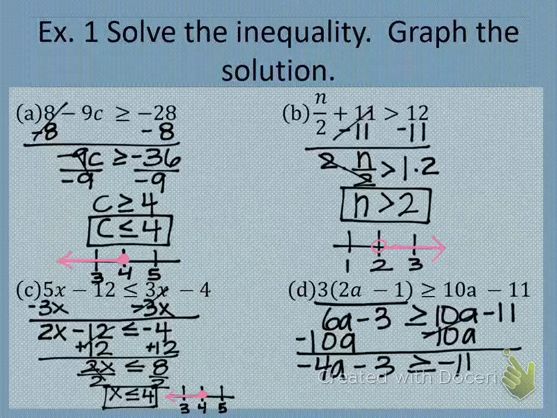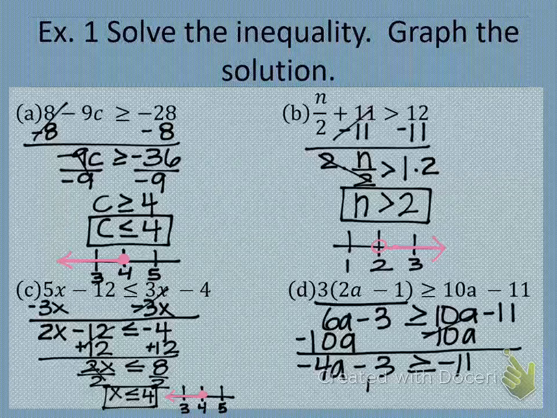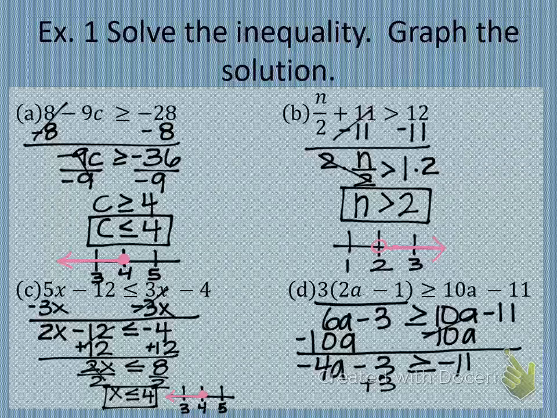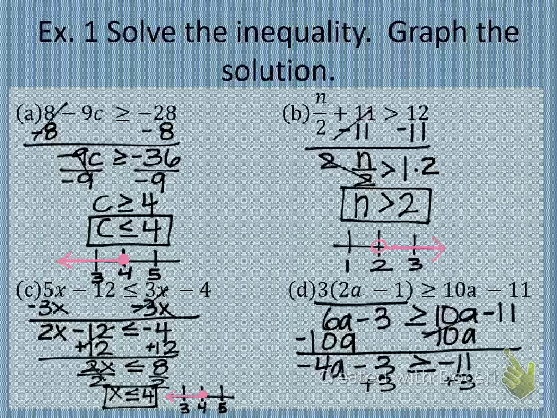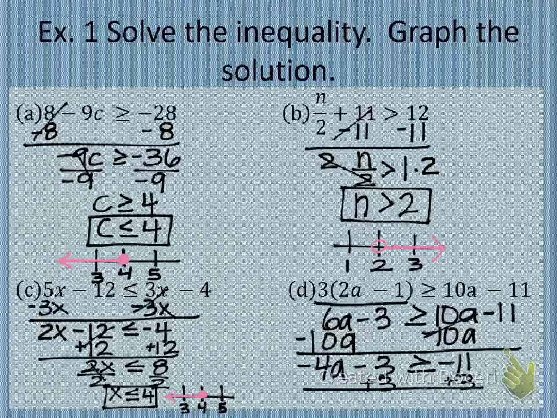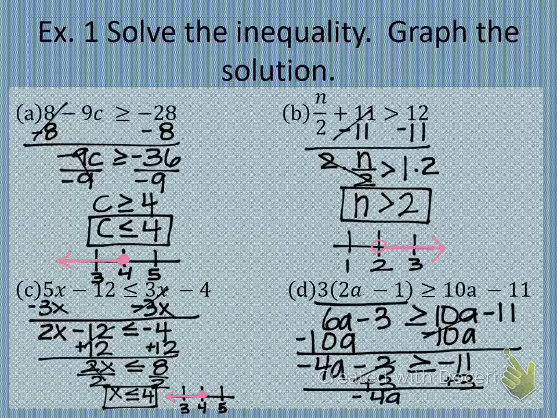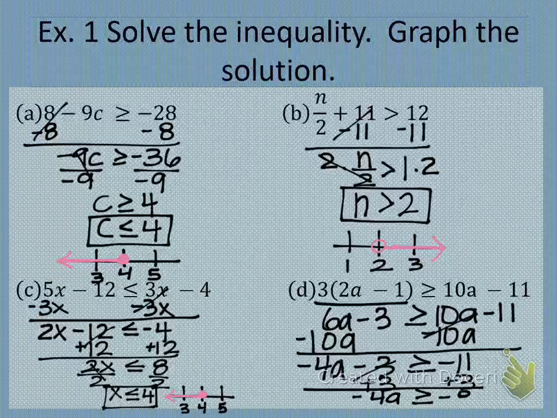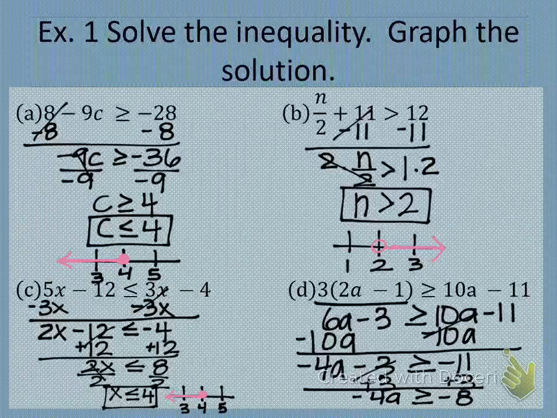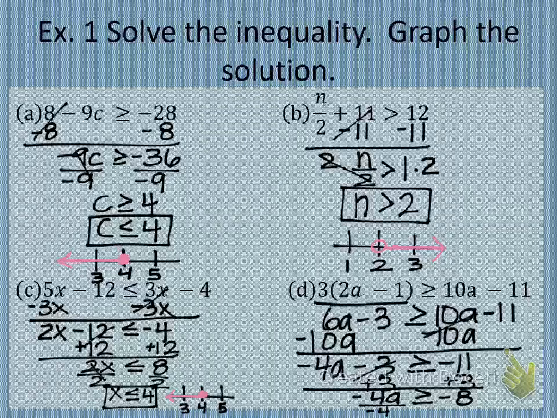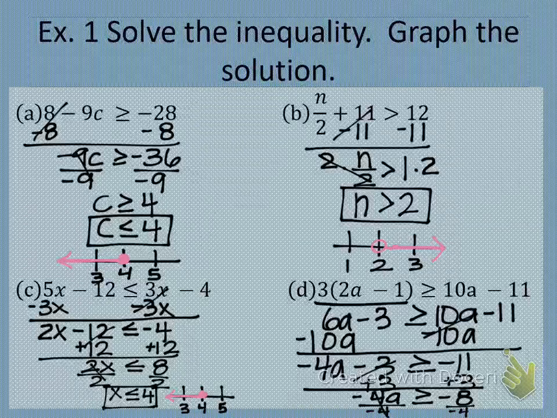All right, Yasmin, what do we do next? Divide by negative. Oh wait, no, plus. We're going to add 3 to both sides. Again, following our acronym, we're going to add 3 to both sides. So we have negative 4a is greater than or equal to negative 8. All right, Deja, how are we going to finish this? Divide. My space is running out. All right, so a is greater than or equal to what, Deja?